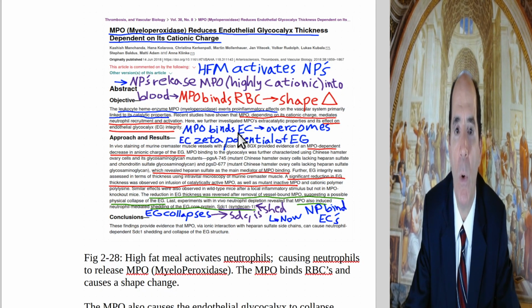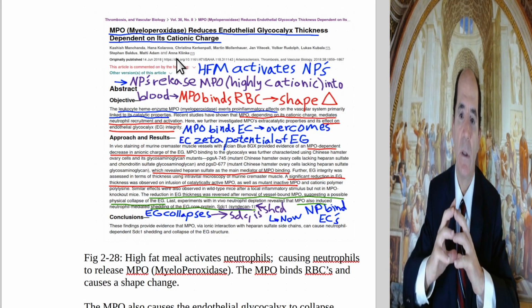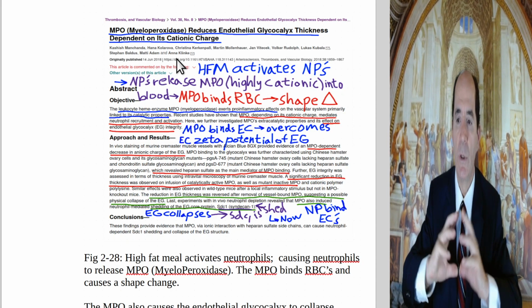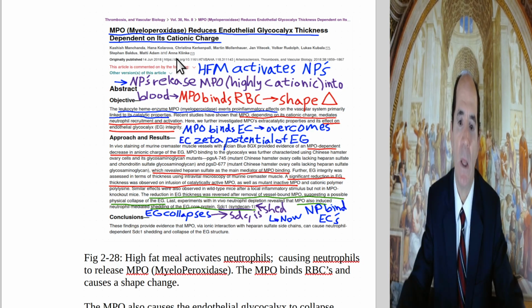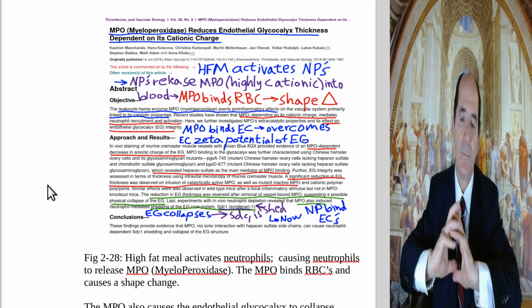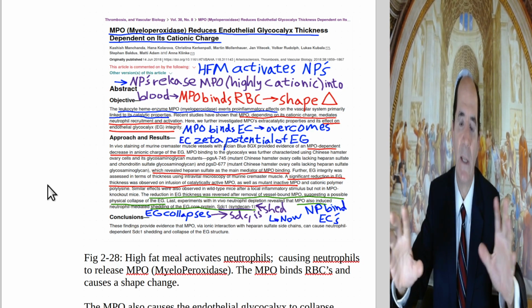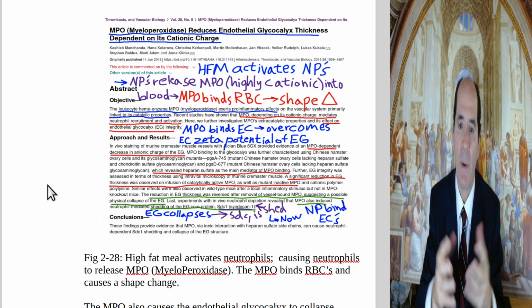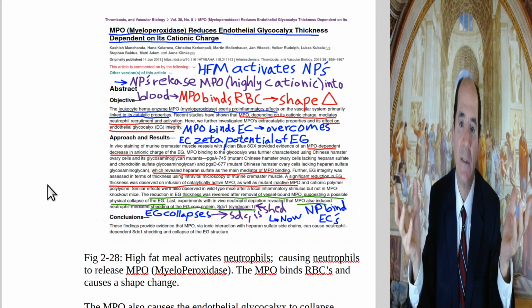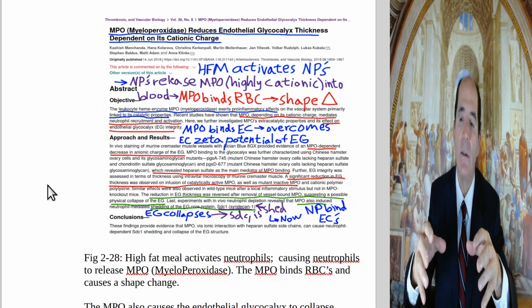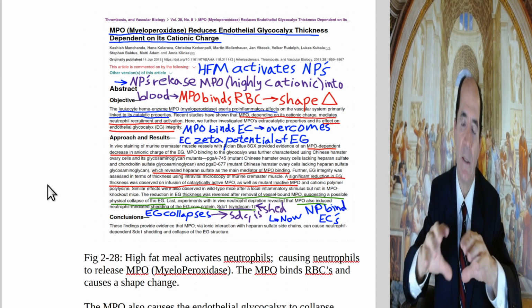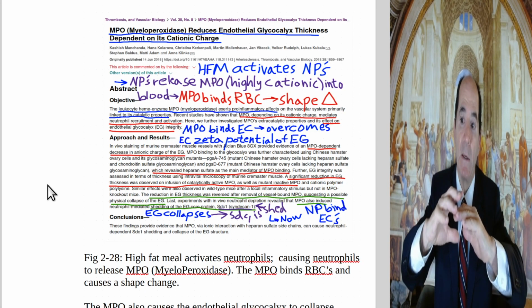Okay, MPO is myeloperoxidase. That's the main thing in the neutrophil granules. And when the neutrophils are activated, those are the white blood cells, the guard cells of the body, they release this chemical, myeloperoxidase, and it's very positively charged. Positively charged in medical words means cationic, and it binds to the negatively charged endothelial cell, arterial lining cell, glycocalyx, and then it collapses it down.